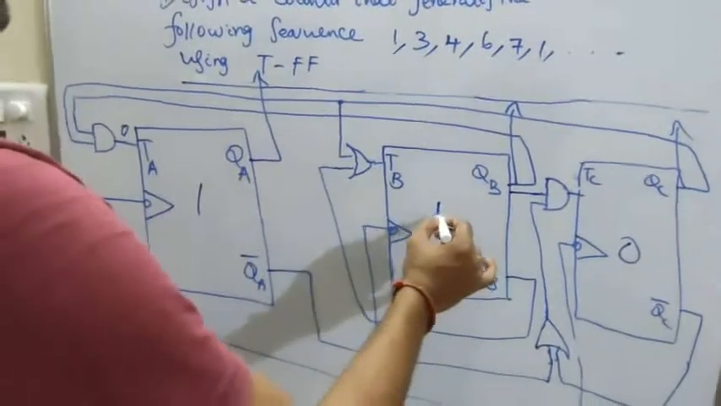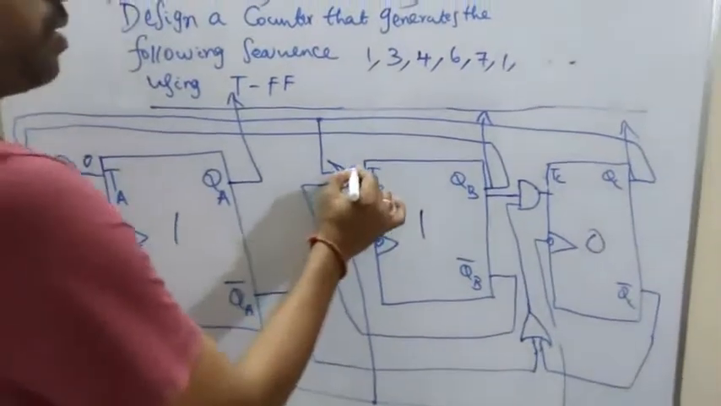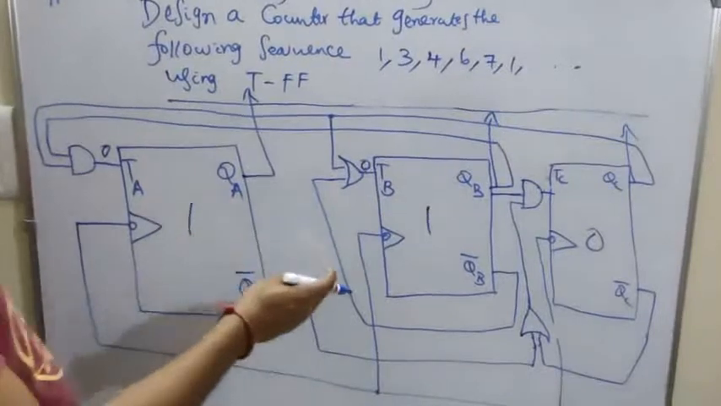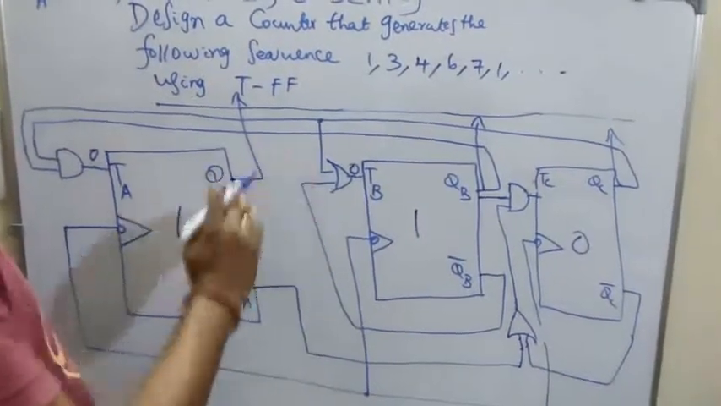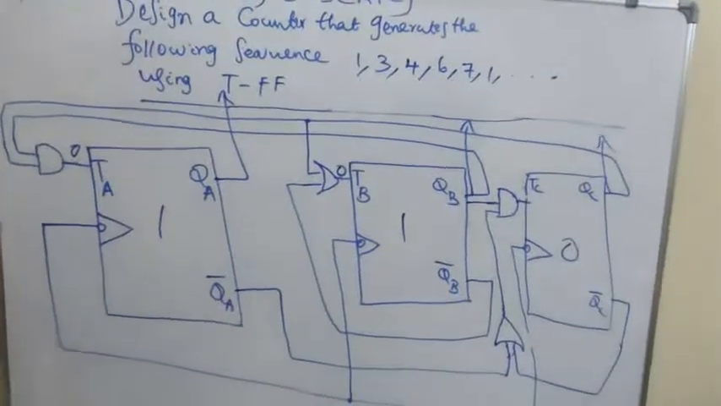Because B has a value of 1 and C is already 0, the input for TB is going to be 0. Both the inputs are 0 for the OR gate. If both inputs are 0, our output is 0. So the input for TB is 0.